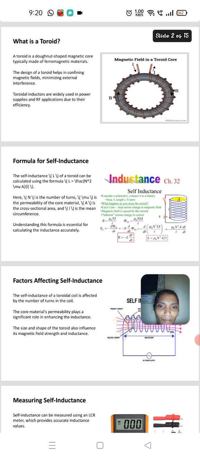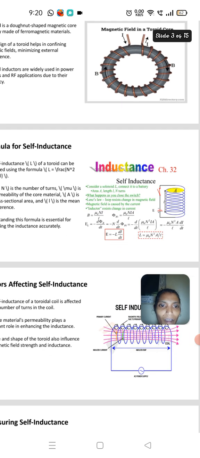Formula for self-inductance. The self-inductance L of a toroid can be calculated using this formula: L equals n square mu naught A by l. Here n is the number of turns and mu is the permeability of the core material. A is the cross-sectional area and l is the mean circumference. Understanding this formula is essential for calculating the inductance accurately.